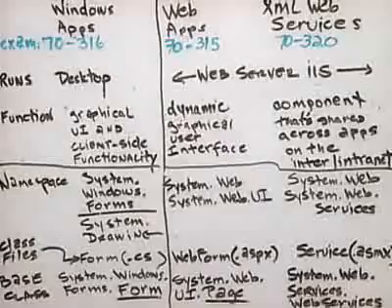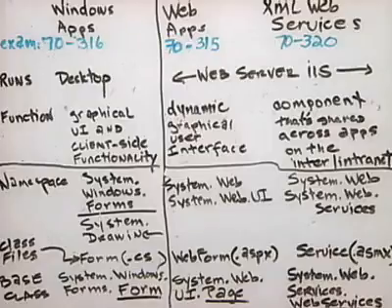In C#, there are many types of applications that you could write for the .NET framework. Here are three of the most common application types. In the first column, we see a comparison of the Windows application, and to the right of that is the web application and XML web services.